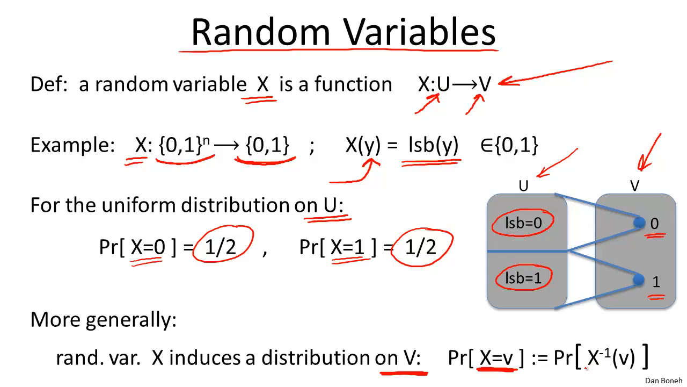So formally we say that the probability that X outputs v is the same as the probability of the event that when we sample a random element in the universe, we fall into the pre-image of v under the function X. And again, if this wasn't clear, it's not that important. All you need to know is that a random variable takes values in a particular set V and it induces a distribution on that set V.